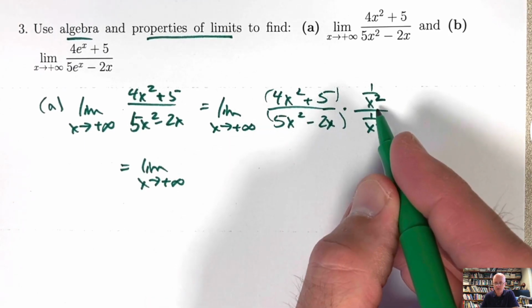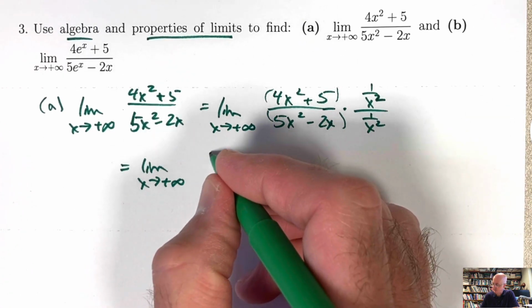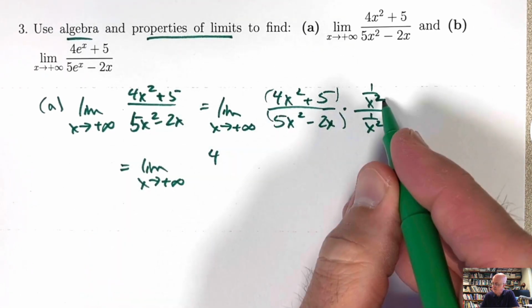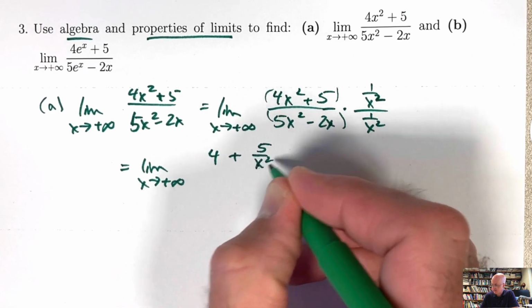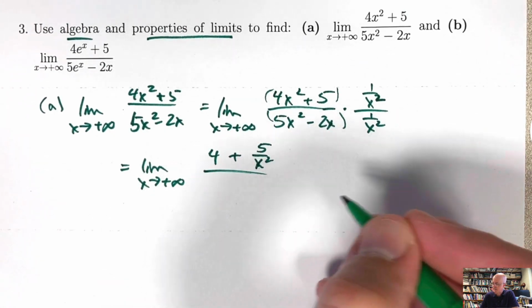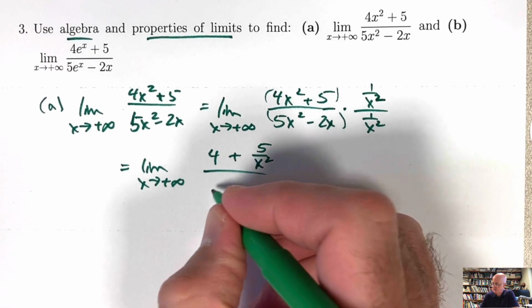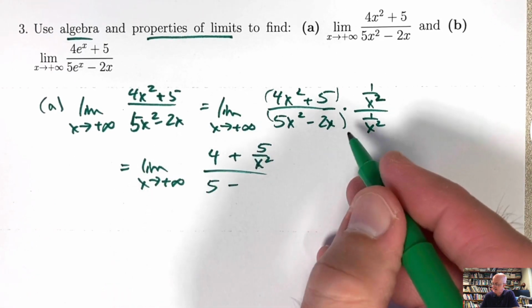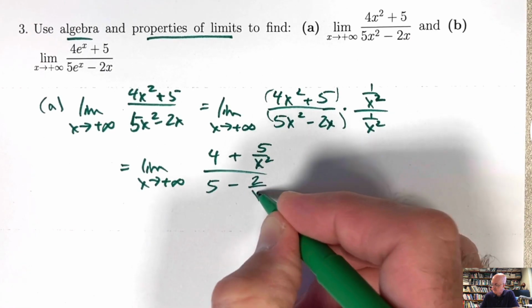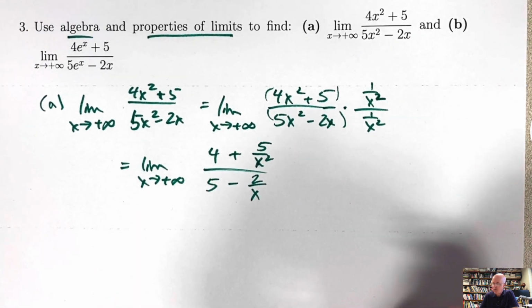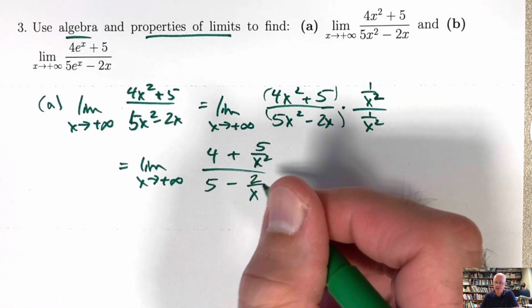4x squared times 1 over x squared, the x squareds cancel. I'm left with 4. 5 times 1 over x squared is 5 over x squared. Same kind of thing in the bottom. Multiply the 1 over x squared through, and you'll get 5 minus 2x times 1 over x squared, which is going to be 2 over x.